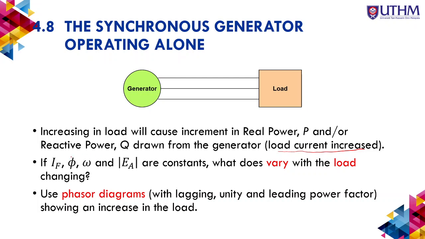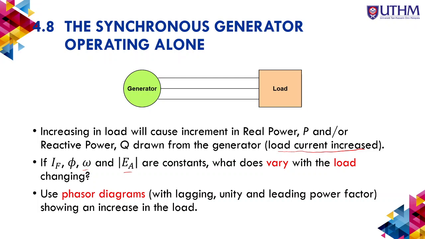Then if IF, the field current, and flux, and also angular velocity, and also EA are constant, what does vary with the load changing? Everything is constant. The load is changed, so what will be the effect? Which parameter is affected? Is it the IF? IF is constant. Is it the flux? Flux is constant. Velocity is constant. So what will be changed?